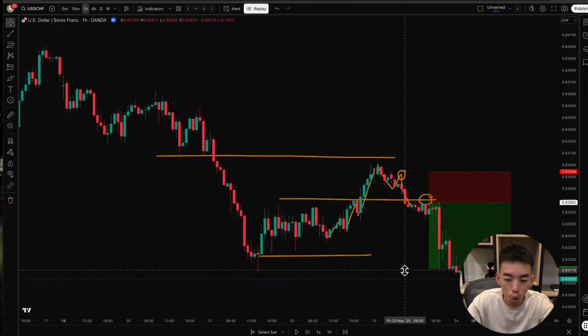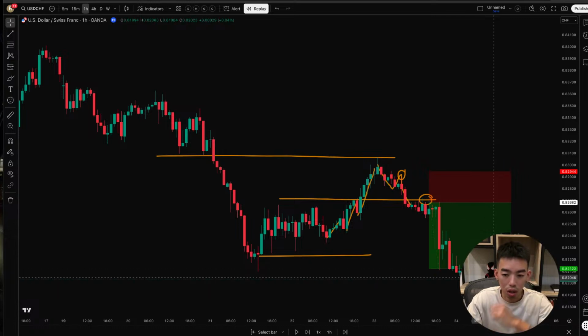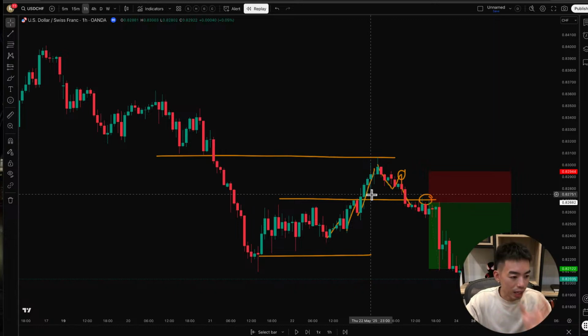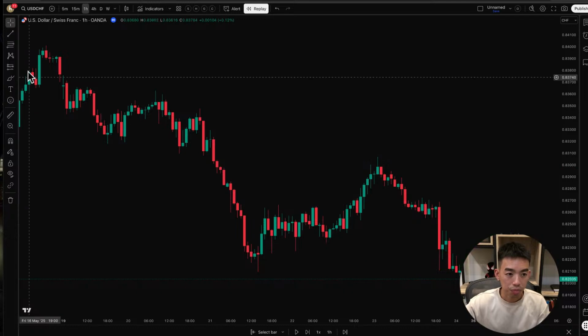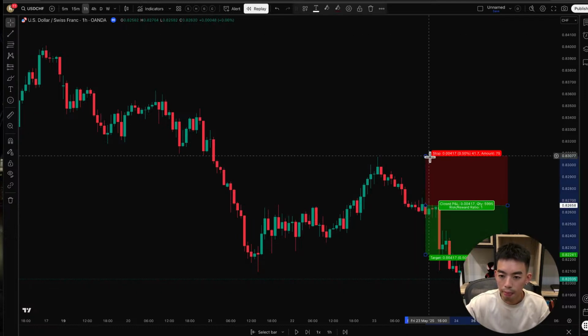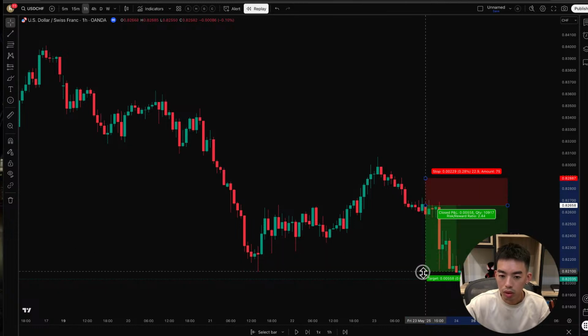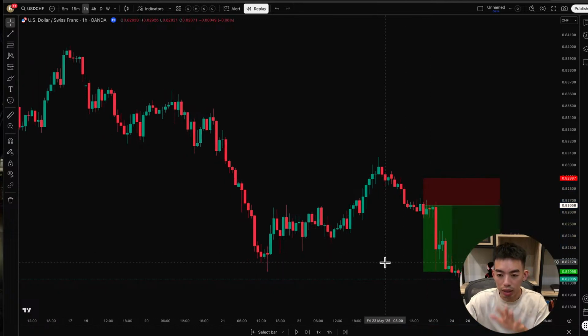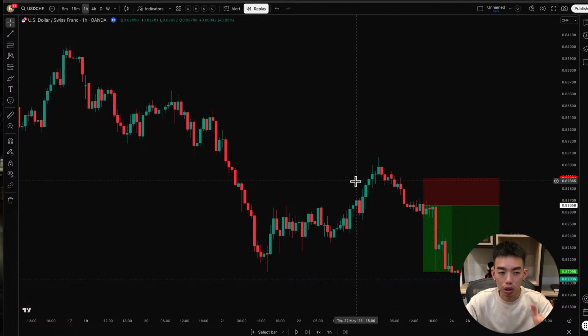You do not want to overstay your welcome. This right here is not something you want to hold on to. Why? Because on the daily time frame, things are not ready yet, right? If I really just show you guys how this will look like. Okay, this right here, that would be the precise entry, precise exit for this dollar Swiss trade.